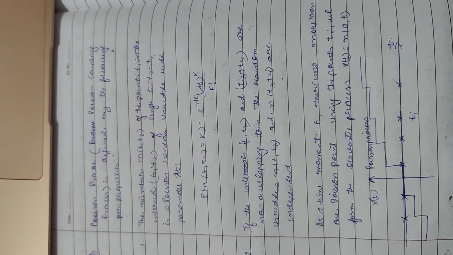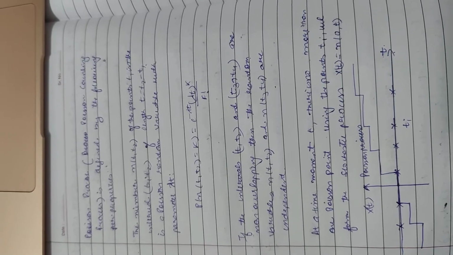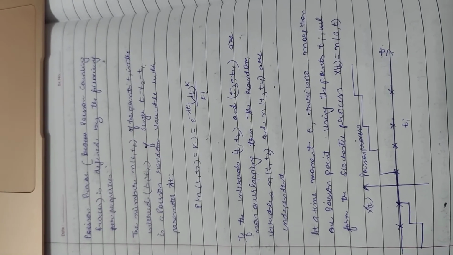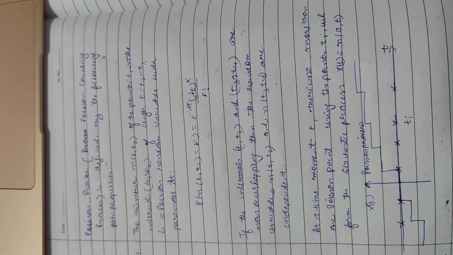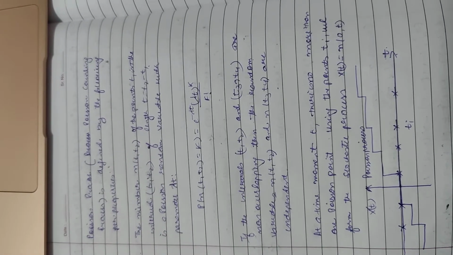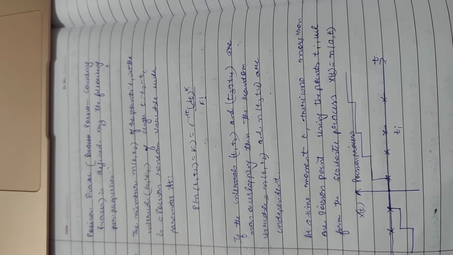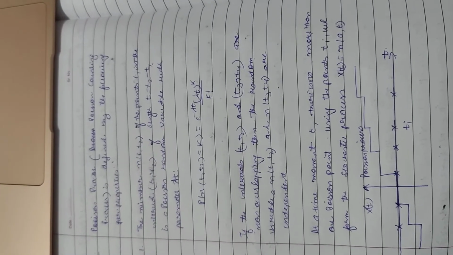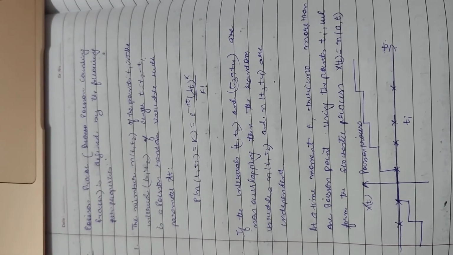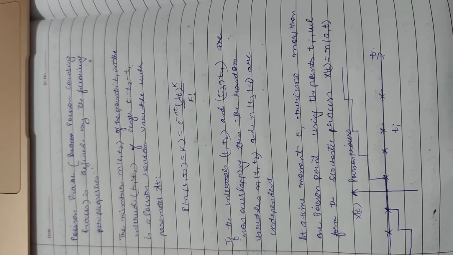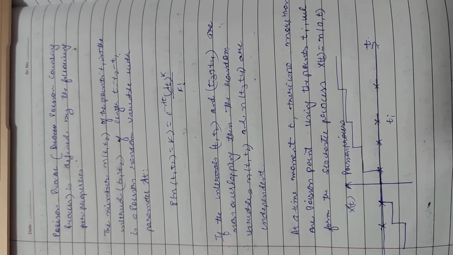Second, if the intervals (t1, t2) and (t3, t4) are non-overlapping, then random variables n(t1, t2) and n(t3, t4) are independent. Third, at the time moment t there is no more than one Poisson point. Using the points ti, we have the stochastic process x of t equal to n(0, t). This is the following curve we get.